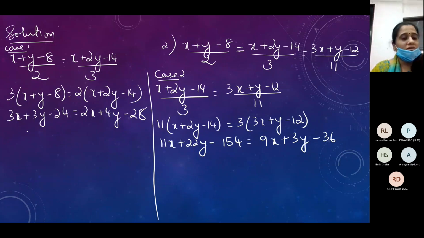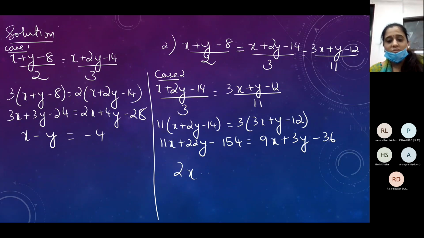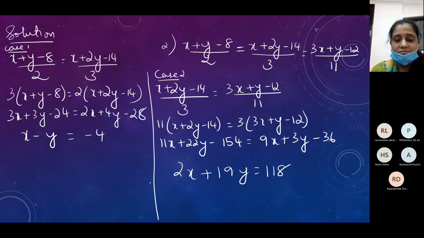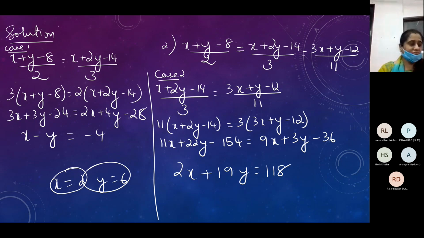What is the equation for this one, children? X minus y is equal to minus 4, right? And here 2x plus 19y is equal to 180. All right. These are the equations. Solve and find the values of x and y. The correct answer is x is 2 and y is 6. I got the answer. I forgot a subtraction symbol. Oh, okay. You got that? Good.